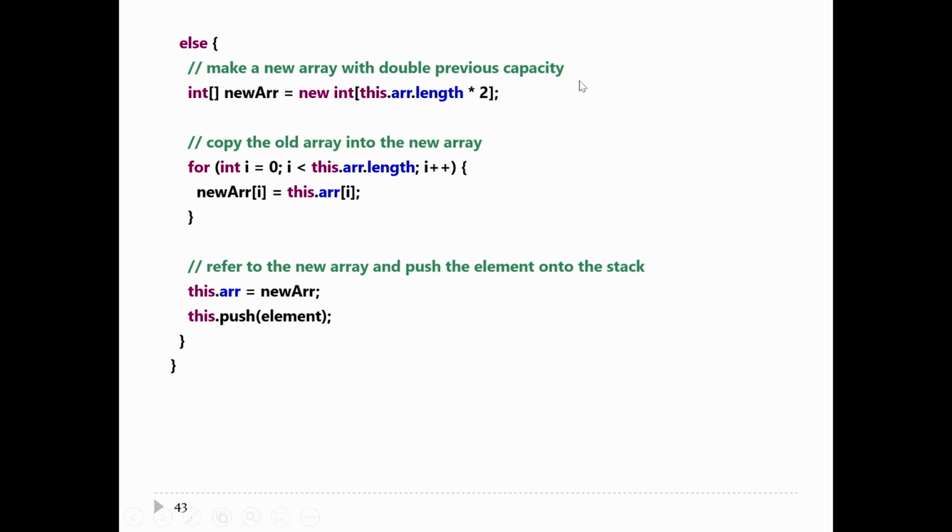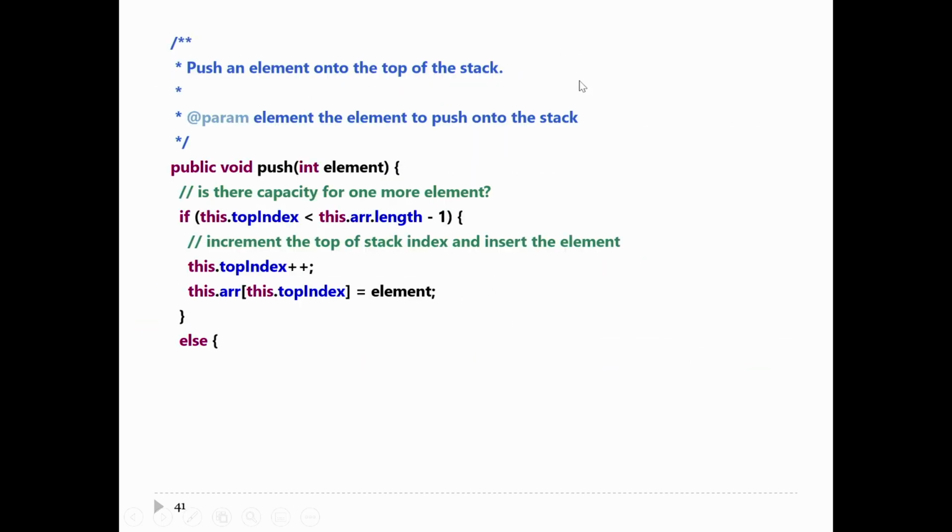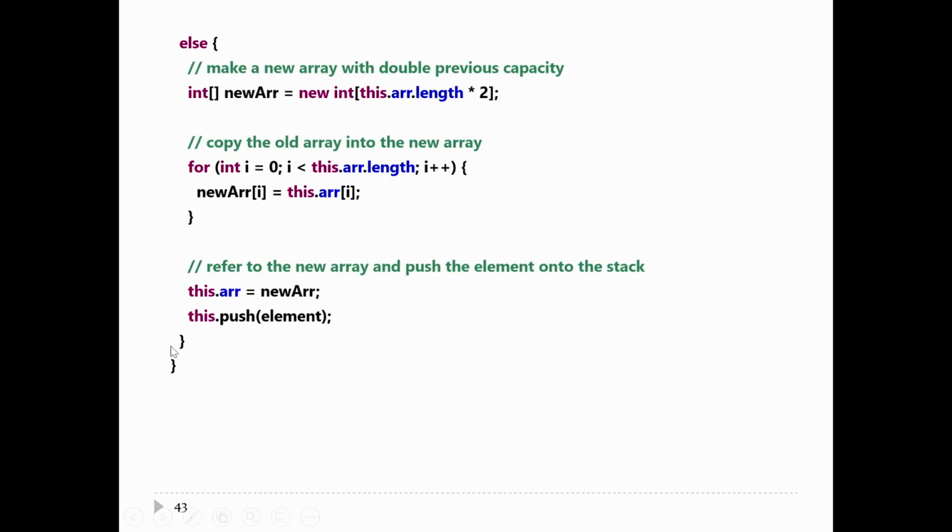So if I have space, then it's easy to push an element onto the stack. If I don't have space, I now reallocate a new array. So make a new array that's double the previous capacity. I've chosen 2. I think the ArrayList implementation in Java uses 1.5 for the factor. So I'm going to double the length of the existing array.